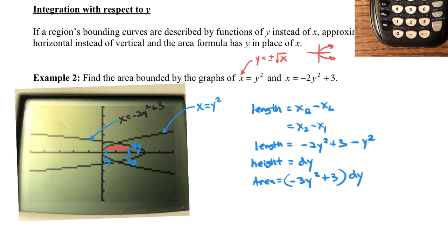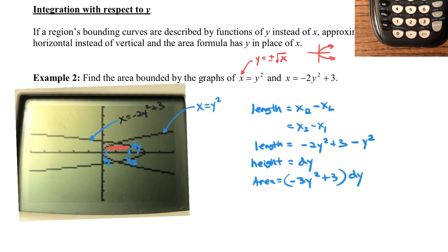You can also notice here, instead of top minus bottom, when we have horizontal rectangles, it's going to be right minus left. The function on the right, the rightmost function, minus the leftmost function. So it's going to be very similar to before, but instead of top minus bottom, it's going to be right minus left. Okay, so then this will be the area of our rectangle.